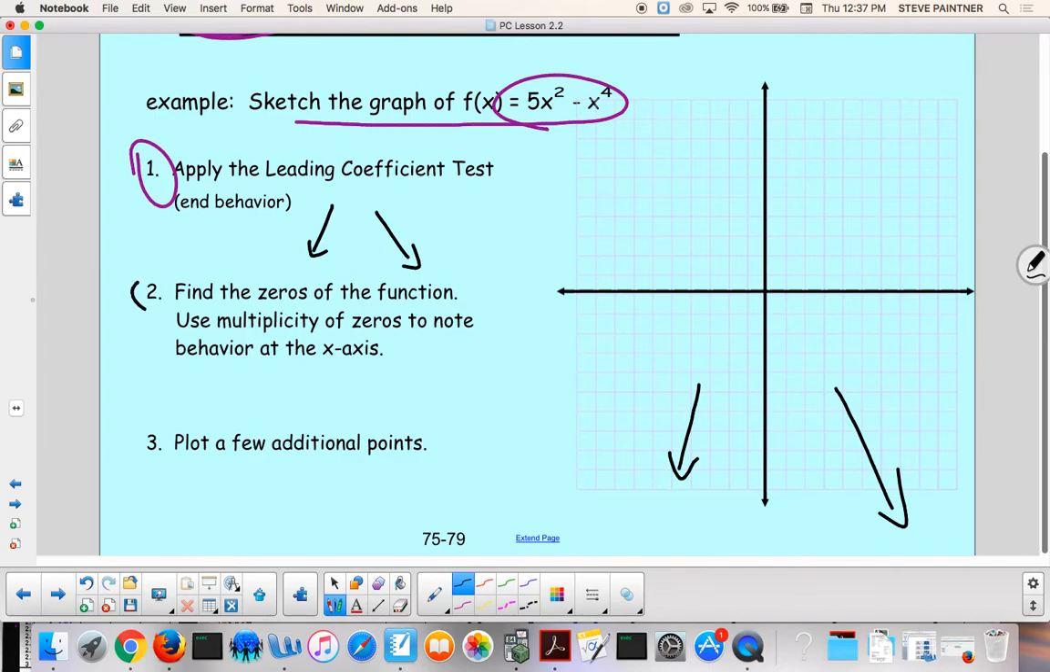Okay. Step 2, go find any what? Zeros. So what are the x values that make the function 0? And then use the multiplicity of the zeros to help you know what it does at the x-axis. Does it go through? Does it bounce? So, how do you get the zeros? Factor. But before you factor, I would always replace your f of x with what? 0.